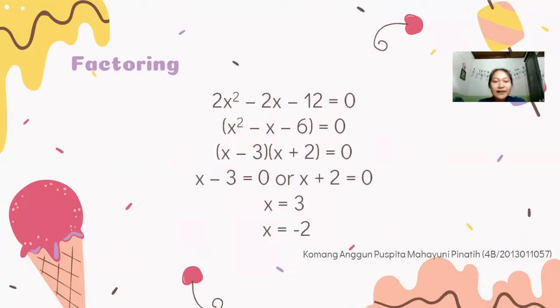The example is 2x squared minus 2x minus 12 equals 0. We can factor this equation. We find x minus 3 and x plus 2 equals 0, so x minus 3 equals 0 or x plus 2 equals 0, and we get the solution x equals 3 and x equals minus 2.